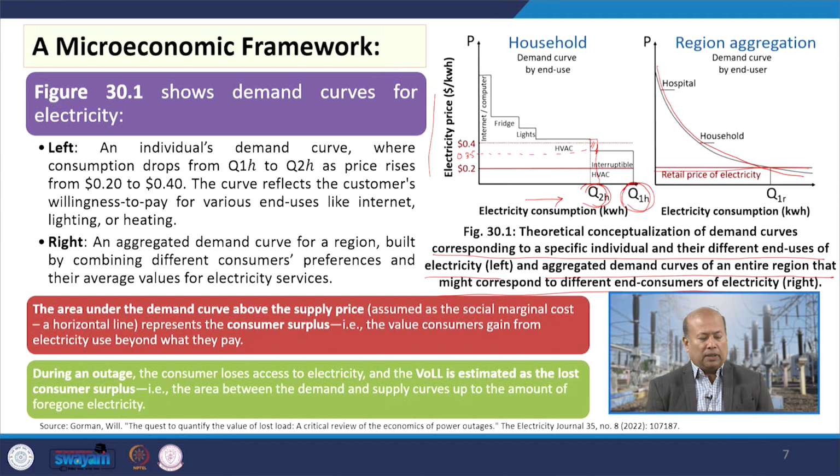Now, during an outage, the consumer loses access to electricity, and the VoLL is estimated as the lost consumer surplus, that is the area between the demand and supply curves, up to the amount of foregone electricity.